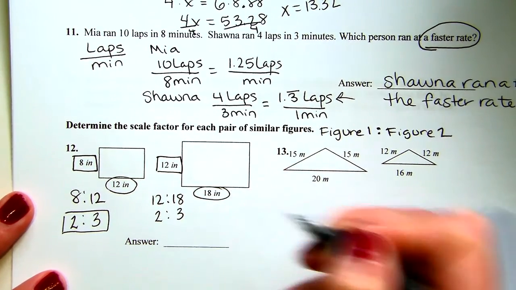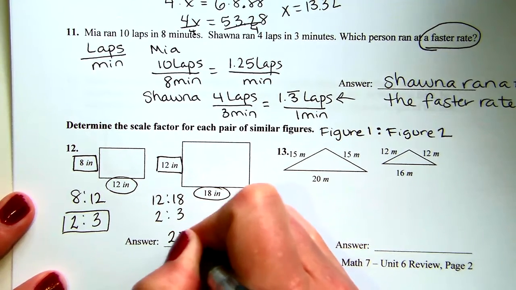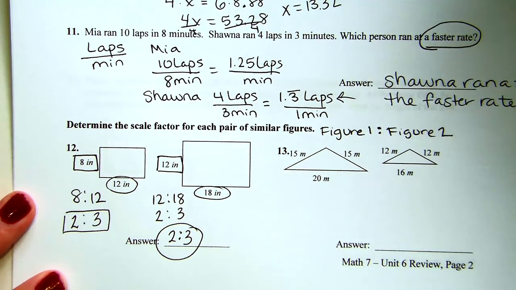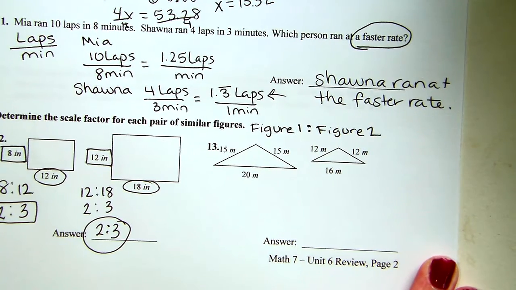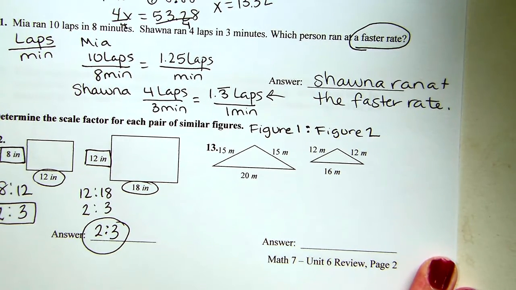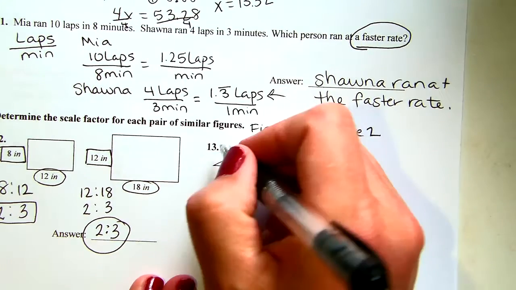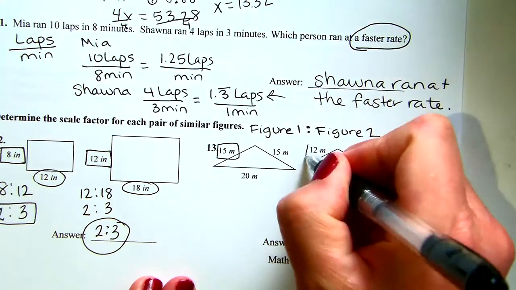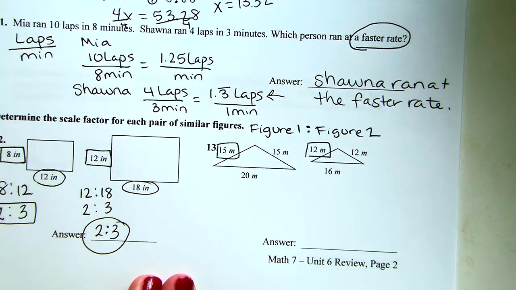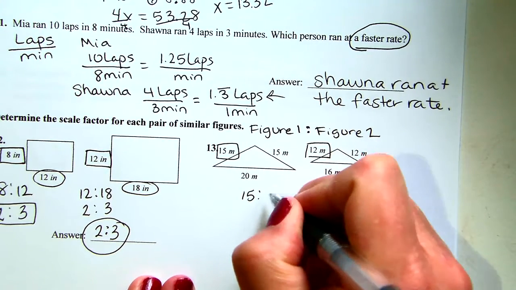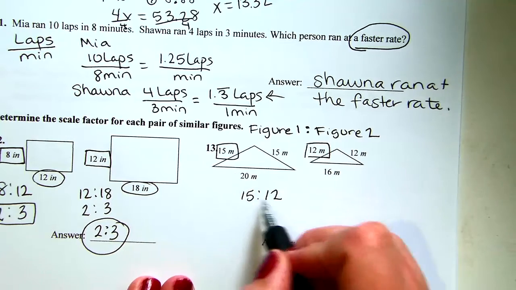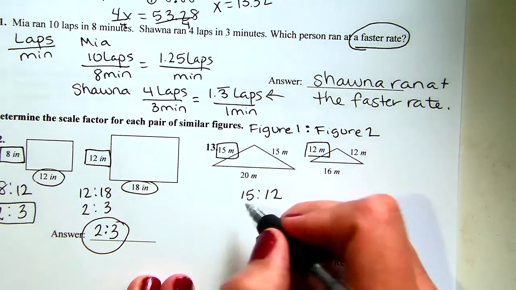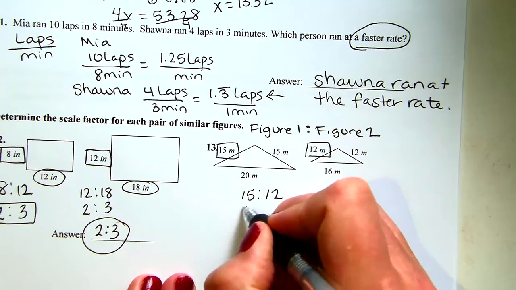All right. Over here on number 13, once again, we're comparing figure 1 to figure 2. So here, I'm going to compare my 15 m, for meters, to the 12 m. So 15 to 12. The number that goes into both 15 and 12 is 3, so I'm going to divide 15 by 3, and that's 5. I'm going to divide 12 by 3, and that's 4. So it's looking like my figure is going to have a scale factor of 5/4.